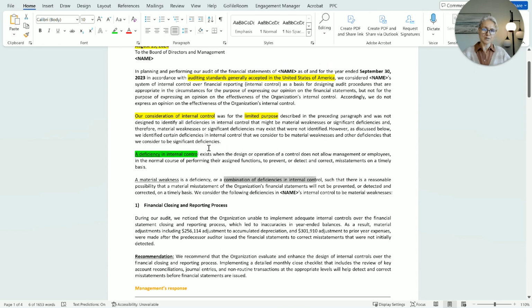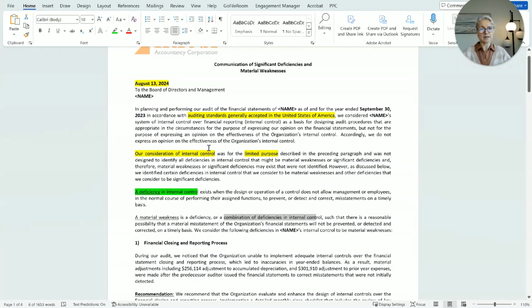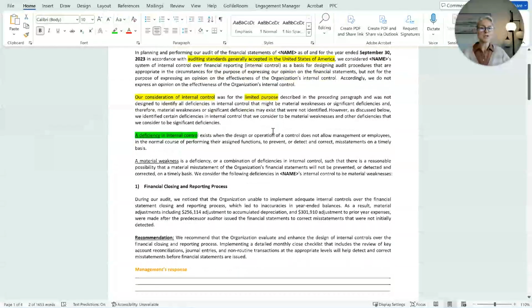I know the names sound very scary, and I did record a whole snap about the difference between deficiencies, significant deficiencies, and material weakness. This snap is not specifically explaining the difference, but just understanding the letter overall and what management needs to do about this letter. So if you want to understand better what significant deficiency and material weakness are, please review my other snap on that specific area.